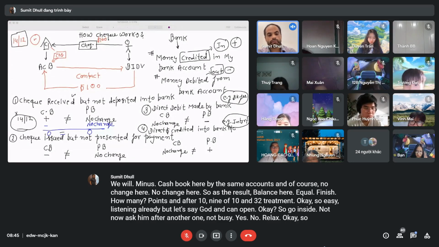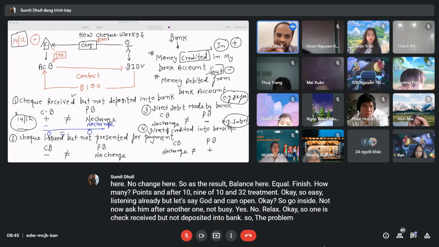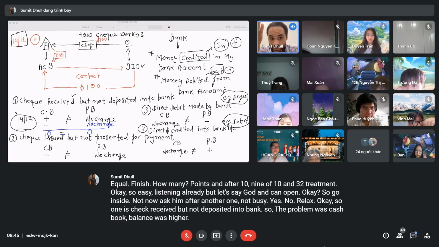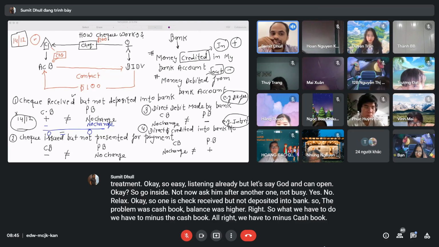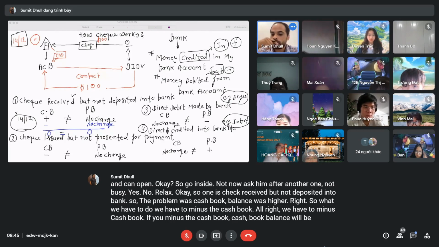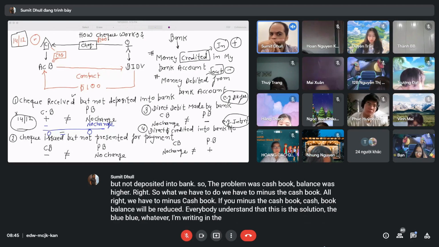Okay, so one is check received but not deposited into bank. So the problem was cash book balance was higher, right? So what we have to do, we have to minus the cash book. All right, we have to minus cash book. If you minus the cash book, the balance will be reduced. Everybody understand that? This is the solution. Whatever I'm writing in the blue is a solution.